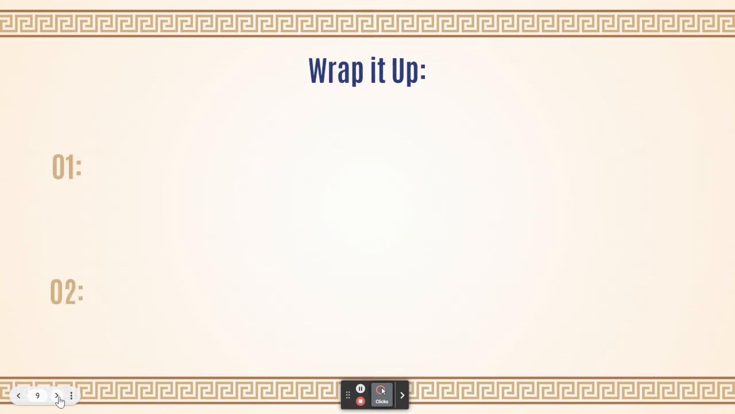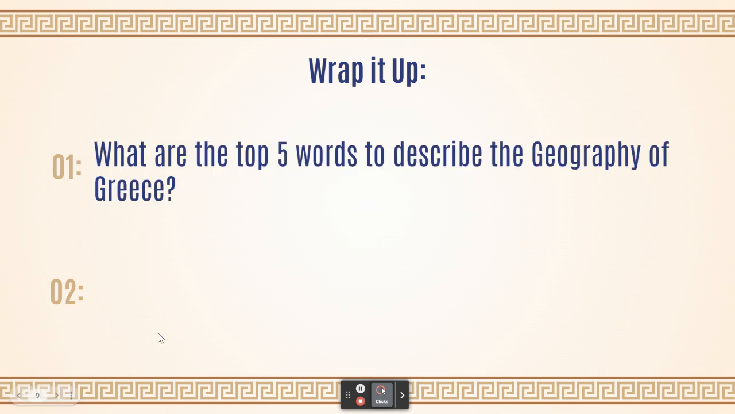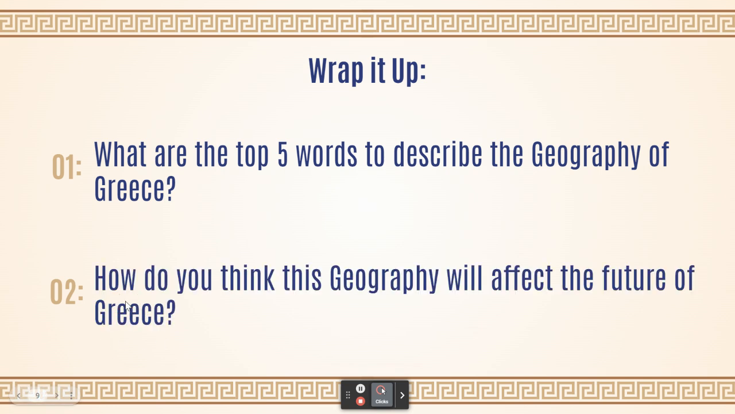All right, let's wrap it up. So 2 things that I want you to think about and answer. The first is, what do you think the top 5 words would be to describe the geography of Greece? You're going to just think of 5 words and write those in the spaces in your wrap up. And then secondly, how do you think this geography might affect the future of Greece? So we're talking ancient times. They're able to settle here, think about what you learned, and how do you think it's going to affect the future? And there you have it, the geography of Greece.